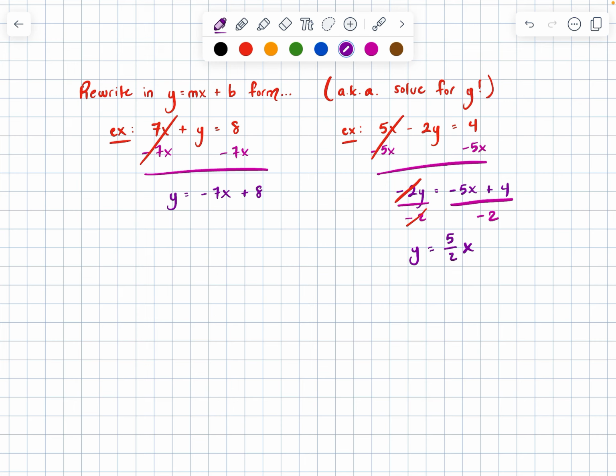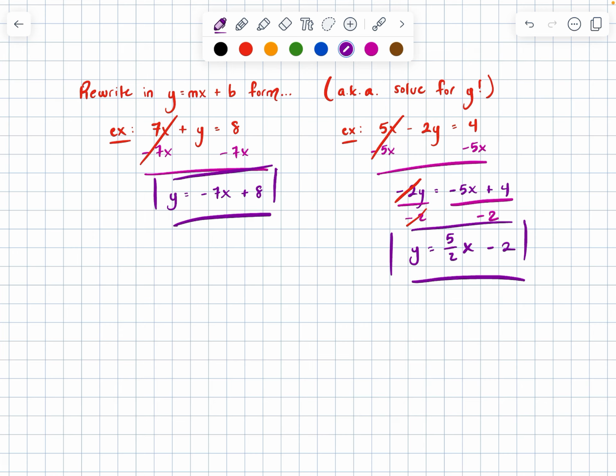I could write it, of course, as negative 5 over negative 2, but what's the issue? Well, negative divided by a negative is a positive, so I should write it as 5 halves rather than negative 5 over negative 2. And then last thing I need to do, I divided the negative 5x by the negative 2. Let's also divide the 4 by the negative 2. 4 divided by negative 2 is, of course, negative 2. So y equals 5 halves x minus 2 is our equation in this y equals mx plus b form.